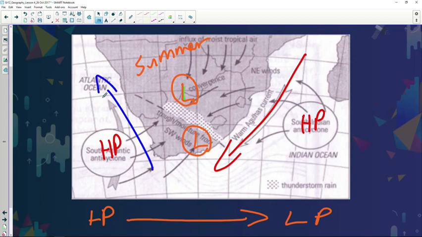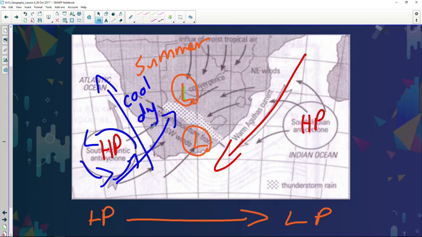Now keep in mind, we have anti-clockwise circulation taking place. This air moves from the high pressure to the low pressure, and that is cool, dry air. And from the other side, we have the South Indian high pressure system. We're experiencing onshore flow, creating warm, moist air. Now, air moves from a high pressure to a low pressure.